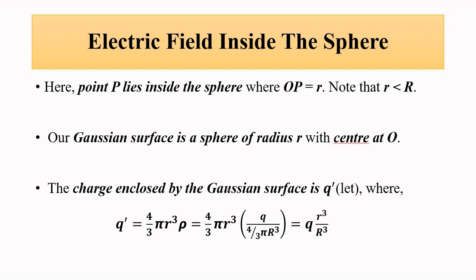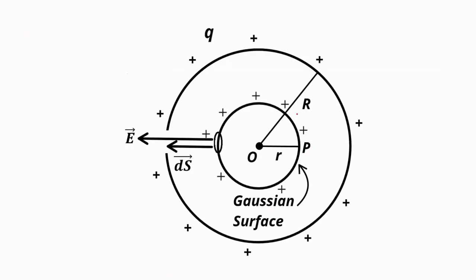So next we have to determine the electric field inside the sphere. Here we pick a point inside the sphere. This point P, which we have picked inside the sphere, is at a distance small r from the center O. Capital R is the radius of the entire positive charge sphere, and small r is the distance of the point P inside the sphere from the center O. So we have to determine the electric field at this point.